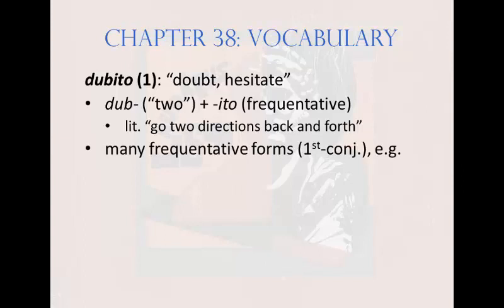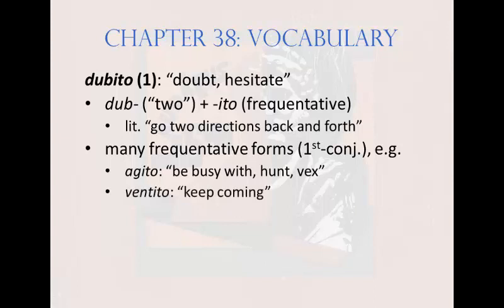Latin is replete with frequentatives, an increasingly popular form as Latin evolved after the classical age. And what's most wonderful about them is they're almost all first conjugation and regular. Ito, itare, itavi, itatum. Learn that pattern, and you've mastered 100 verbs, such as agito, agitare, agitavi, agitatum, meaning not just to agere, to do or drive, but to be busy with, hunt, or vex, literally drive back and forth, do over and over. Or ventito, meaning not just come, but keep coming.